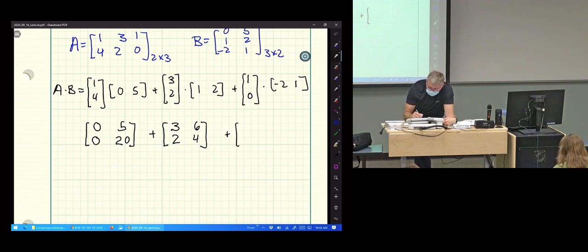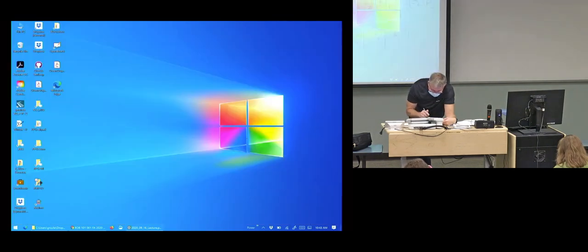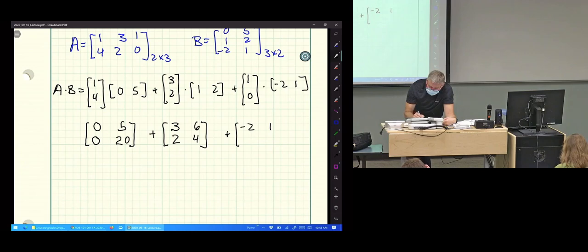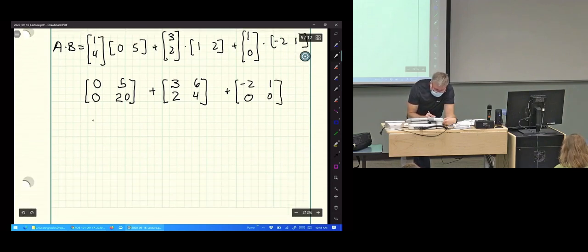We take 1 times that row, so we get minus 2 and 1, and then, whoop, come back. You got too excited. 0 times that row, and we get 0, 0. Okay, and then we just add these guys up. 0, 3 minus 2 is 1. 5 and 6 is an 11, plus 1 is 12. 0, 2, 0 is 2. And 24 and 0 is 24.